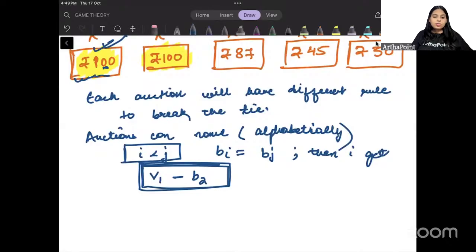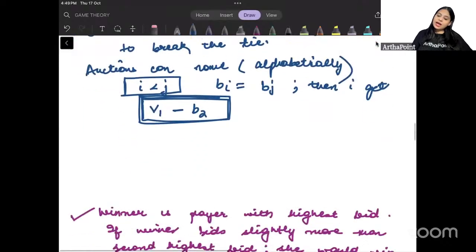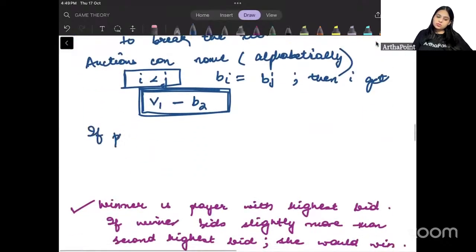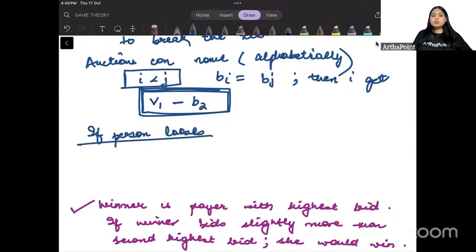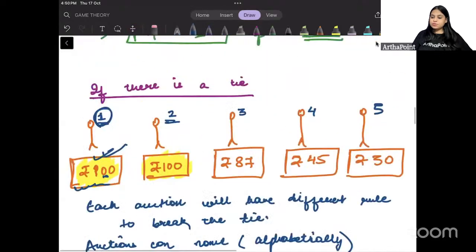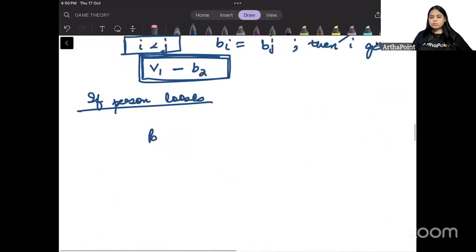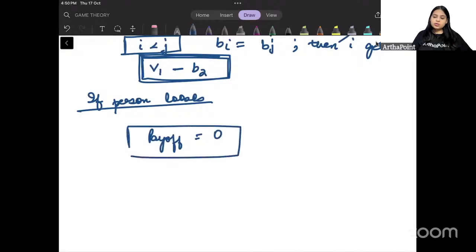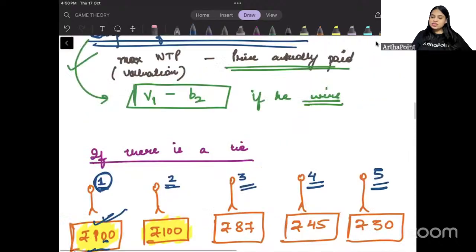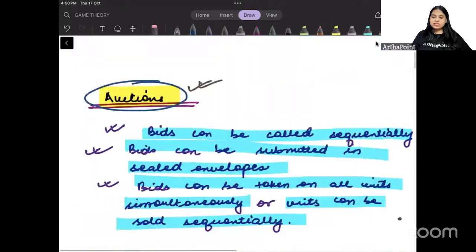Now, the other thing that can happen is if the person loses. So it is true for any of these people, ये जो lose कर रहे हैं. In this case, their payoff is simply 0 because they are not getting the product. So if you lose, your payoff is 0, right? So this is the game that we have in this case.